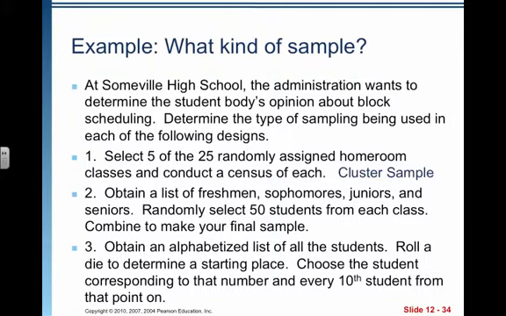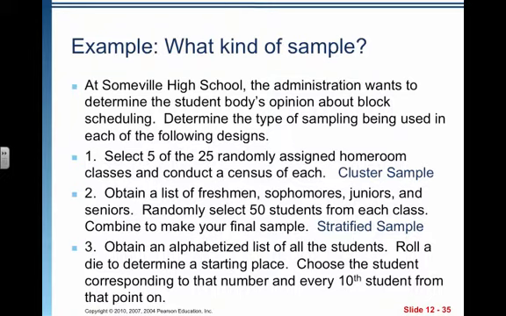Obtain a list of freshmen, sophomores, juniors, and seniors. Randomly select 50 students from each class, combine to make your final sample. That sounds very familiar to what I spoke of earlier. Freshmen are homogeneous according to grade levels. Sophomores are homogeneous in reference to grade levels, so are juniors and seniors. So we've got groups that are alike within the group and different from each other. So those are strata. And so this would be stratified sample.